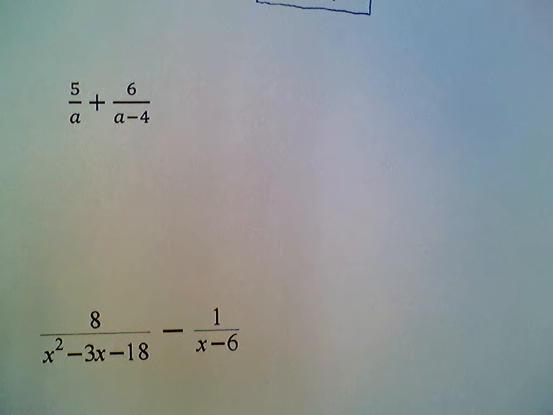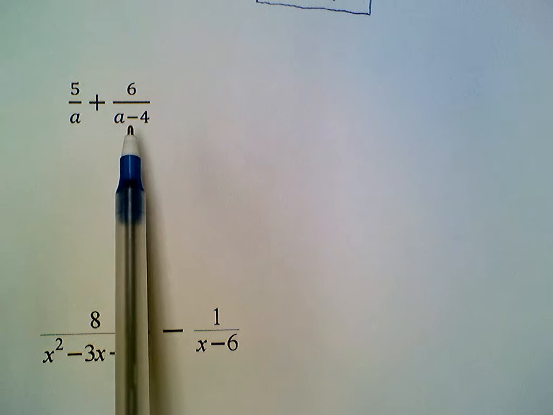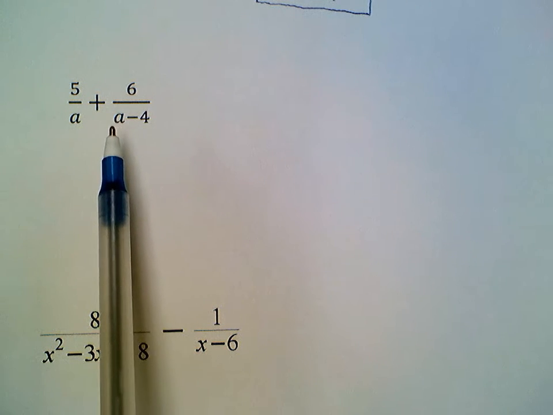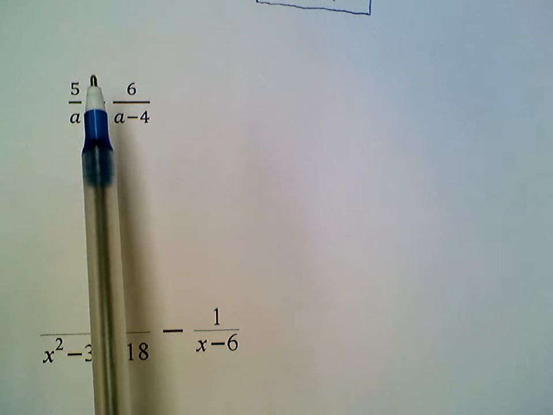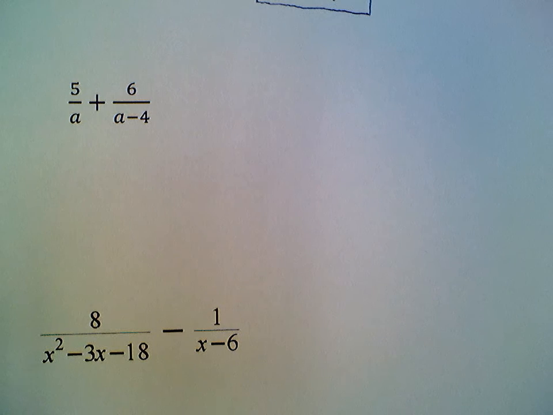be careful here, because here's a mistake I see: students will think, well, I've got an a here and an a here, okay? So I just need to subtract 4 from the top and the bottom of this fraction so that I'll have a minus 4, but you can't do that. You've got to get common denominators by multiplying the top and the bottom, not by adding or subtracting anything, okay?